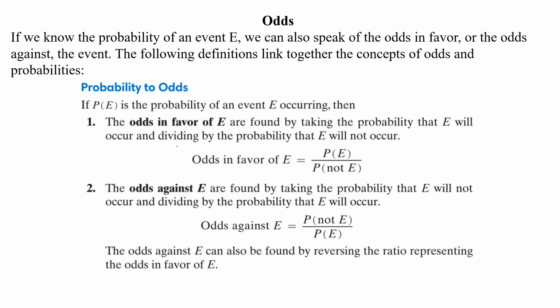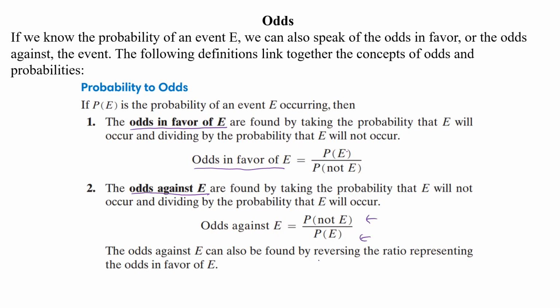So probability to odds. We're going to start with the probability and move to an odd. So the probability is the probability of the event E occurring. Then the odds in favor of E are found by taking the probability that E will occur and dividing by the probability that E will not occur. So odds in favor is probability of E over probability of not E. Now, if we want to find the odds against E, that's taking the probability that E will not occur and dividing by the probability that E will occur. So it's going to be not over it does occur.